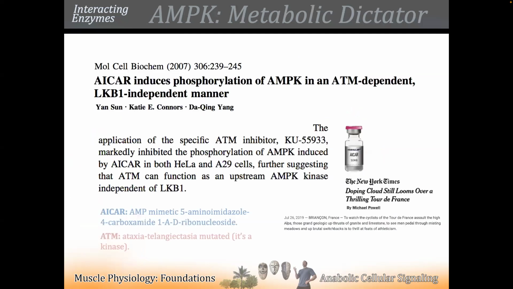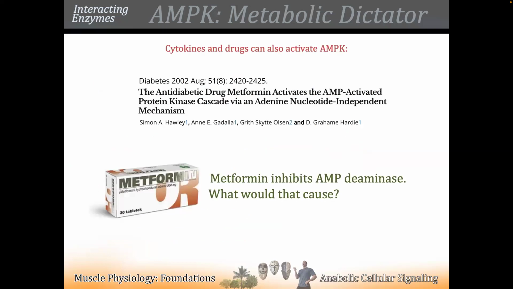Then there's ICAR. This is an AMP mimetic, right? It mimics AMP. It binds to AMPK like AMP would, and it permits its phosphorylation. So it's a really effective drug for cycling and other endurance sports. You see that in a New York Times article, doping cloud still looms. They're talking about ICAR. So again, effective drug for endurance sports, but it would be terrible for strength sports. So the word doping is maybe a little bit exaggerated or misplaced there.